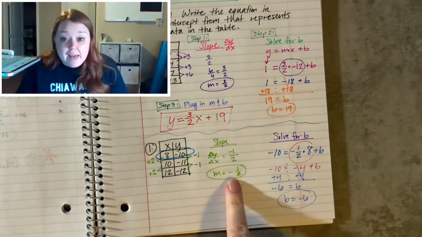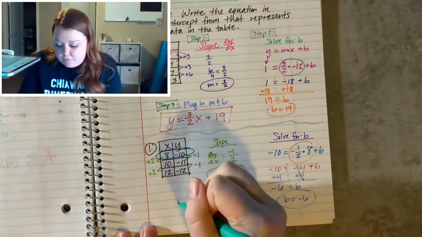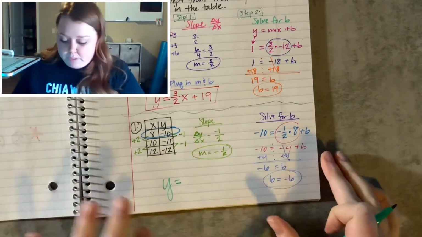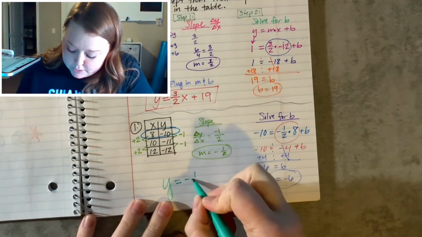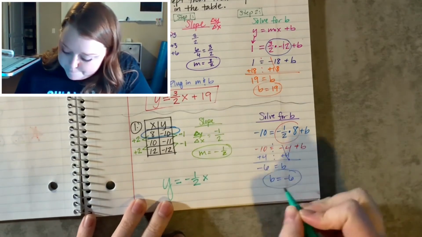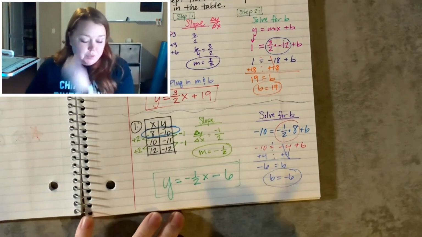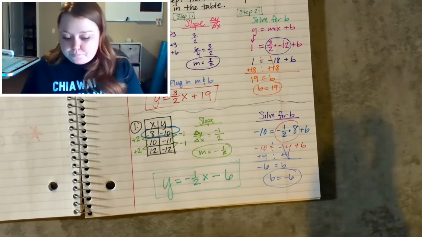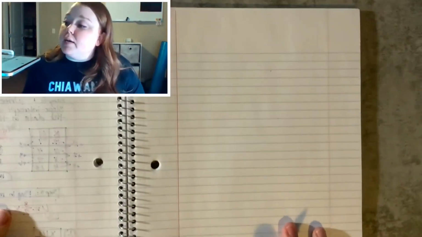Once you got your m and got your b, your job's basically done. You just have to write your final answer. So final equation for this table would be y equals -1/2 x minus 6. Remember, we don't really want plus -6. It's just kind of messy. So we write -6. Okay, I'm going to do a few more examples. I might throw some weird ones at you.